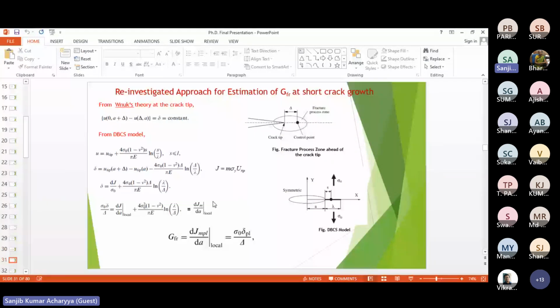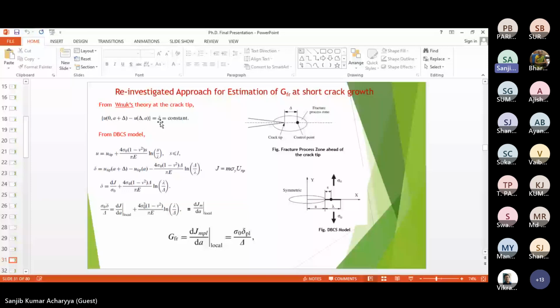I will not explain in detail because in a short time it is difficult. But if we take Nook's theory at the crack tip, here the displacement after a certain distance from the crack tip for a given crack length, and if we take the difference, one after crack extension, look here the first U represents the displacement at the crack tip itself after crack extension of amount delta. And before crack extension, it was the displacement at a distance of delta at crack length A. This difference is a constant and delta. This was Nook's theory or Nook's proposition.